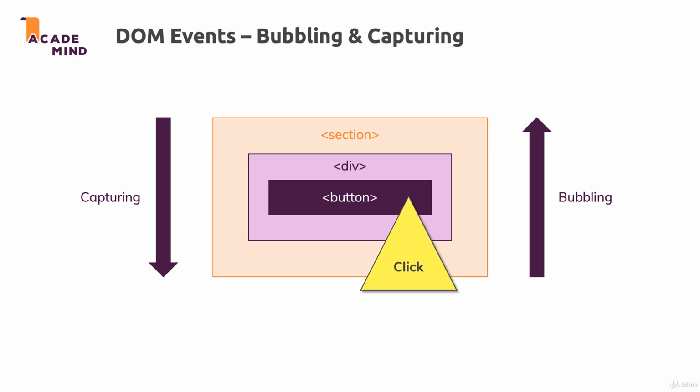The bubbling phase, on the other hand, does the opposite. It goes from inside to outside. Now, all event listeners you add with addEventListener are by default registered in that bubbling phase, which means if we have an event listener on the button and on the section, the button event listener will run first, the section event listener will run second. We can change this, and we can also do interesting things with that bubbling and capturing behavior, as I will show you in the next lectures.